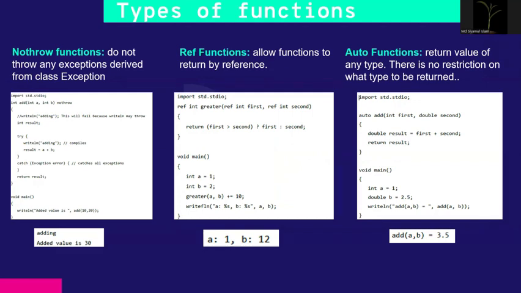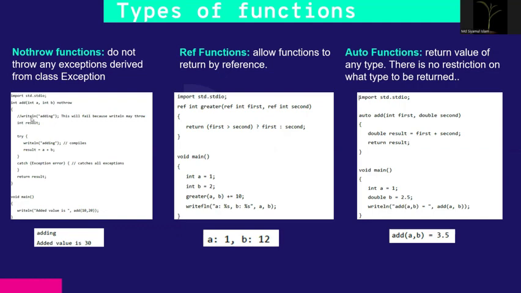Nothrow functions actually do not throw an exception derived from class Exception. Nothrow functions are distinguished from the throwing ones. Here is an example of a nothrow function. We can identify or declare it from the declaration: we have to write nothrow after the parameters of the function declaration. So this is the function definition.